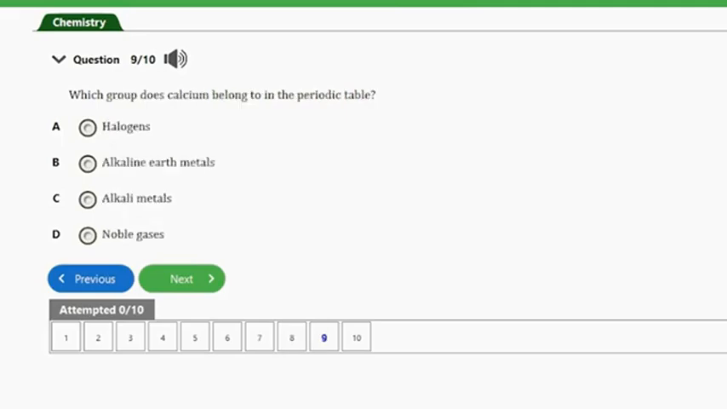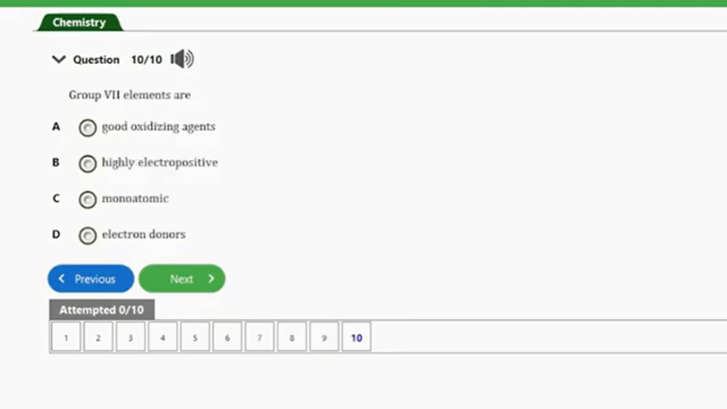So let's consider the next question. That's question number 9. It says, which group does calcium belong to in the periodic table? We have A, halogens, B, alkaline earth metals, C, alkali metals, and D, noble gases. So guys, the answer to this question is option B, and that's the alkaline earth metals. Calcium is a group 2 metal, and group 2 metals are the alkaline earth metals. So let's consider the next and the last question, guys.